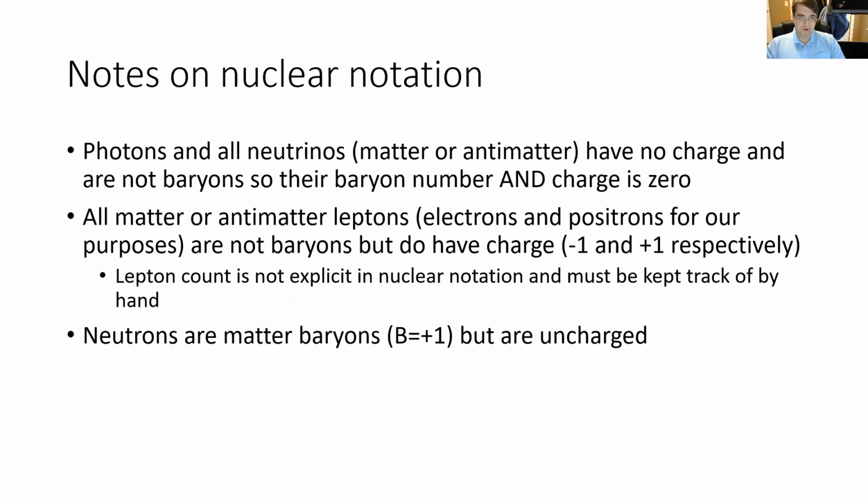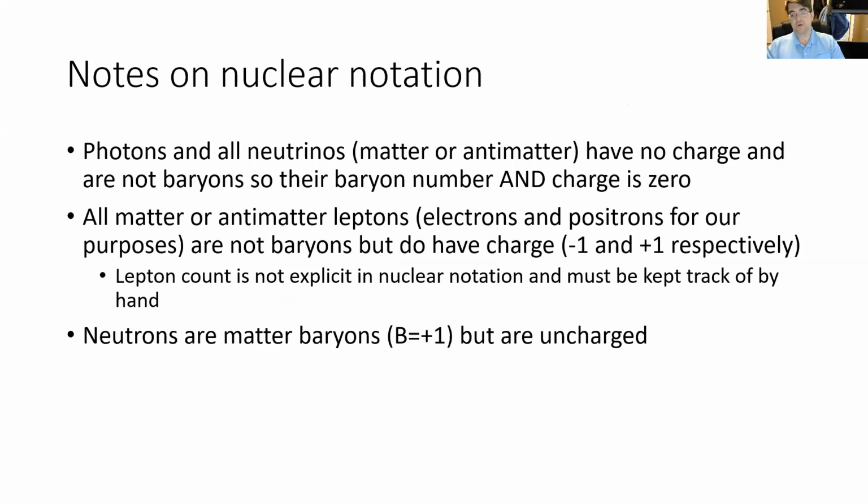As I said, photons and neutrinos, whether matter or antimatter, have no charge, so they're not baryons. So both the baryon number and the charge are 0 in terms of those symbols. Leptons are not baryons, but electrons and positrons do have a charge.